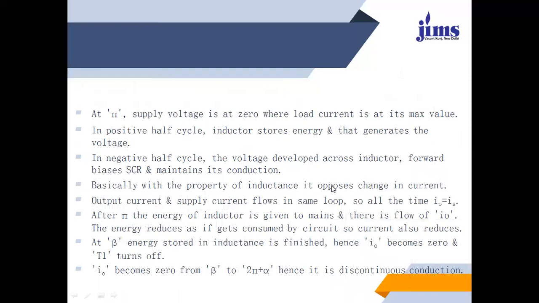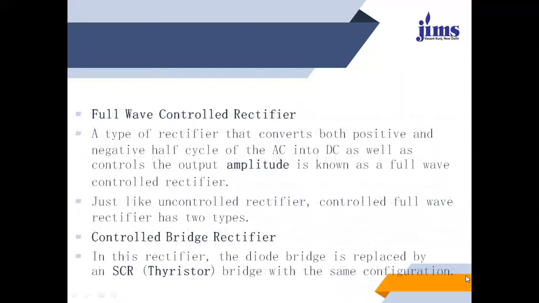Basically, with the property of the inductor, it opposes change in current; output current and supply current flow in the same loop. So all the time, Io is not equal to Is. After pi, the energy of the inductor is given to the circuit and there is flow of current. The energy reduces as it gets consumed by the circuit, so the current also reduces. At beta, the energy stored in the inductance is finished, hence Io becomes 0 and the SCR turns off. Io remains 0 from beta to 2 pi plus alpha, hence this is a discontinuous conduction process.